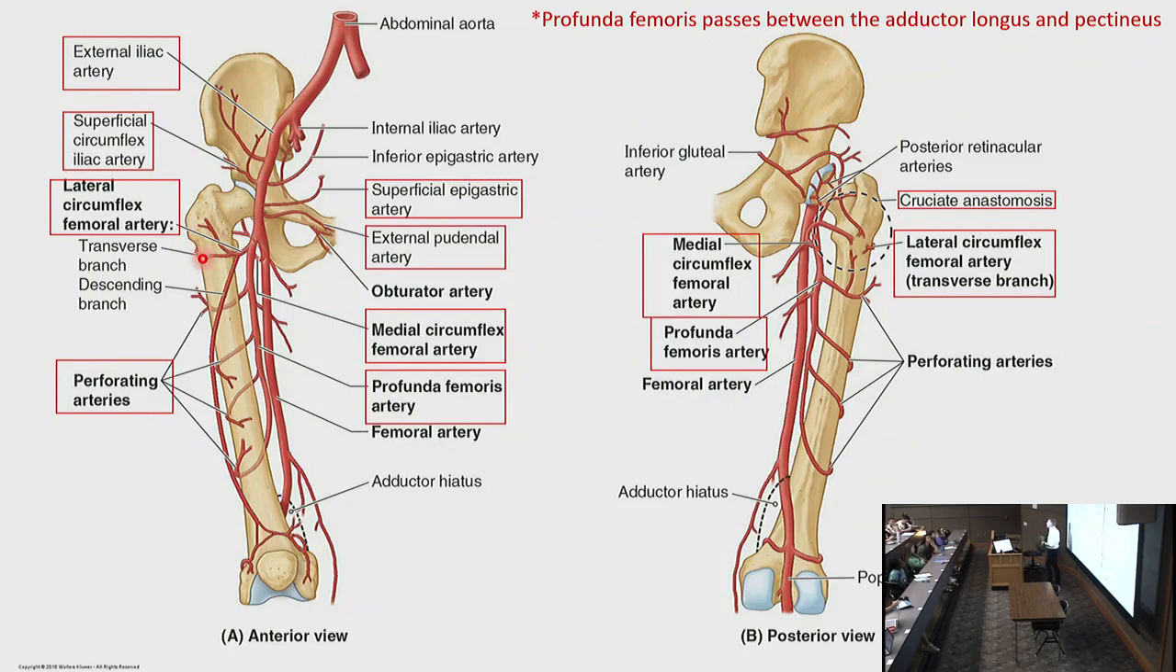And you might have seen this in lab. The lateral circumflex femoral gives off an ascending, transverse, and descending branch. The ascending branch, along with the medial circumflex femoral, which is right here, and the inferior gluteal and perforating branches from the profunda, are going to form your cruciate anastomosis. So those branches, the ascending part of the lateral circumflex, the medial circumflex, the inferior gluteal, and some perforating branches from the profunda femoris artery, are forming that cruciate anastomosis.